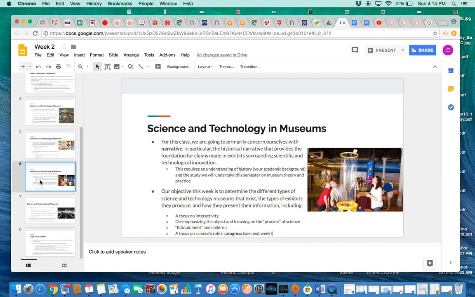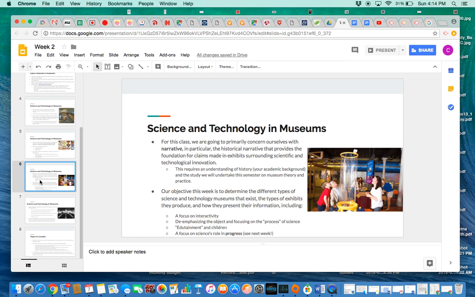There's also a move away from focusing on the object or the product that gets created from scientific innovation or technological innovation. Instead, a lot of these museums focus on what's known as the process of science, right? Teaching the visitor how science works through these interactive sort of exhibits.